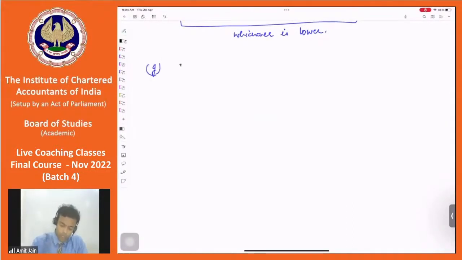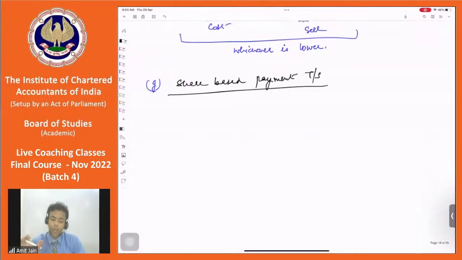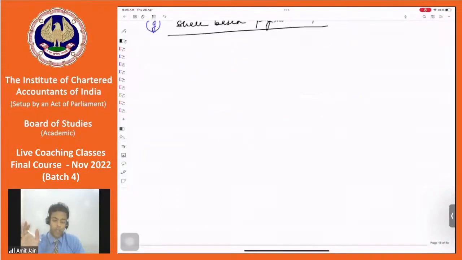Share-based payment transaction. Guys, in this, only one thing is common: all these items need to be recognized as per their respective standard.